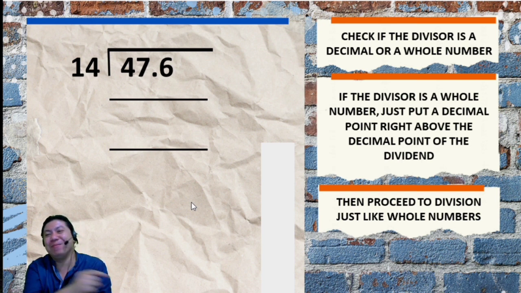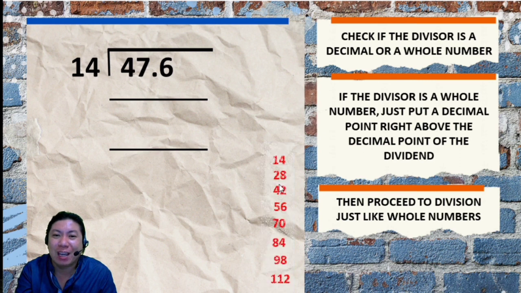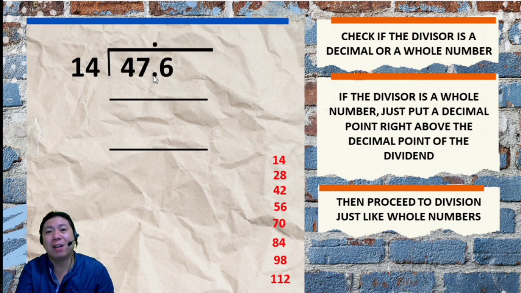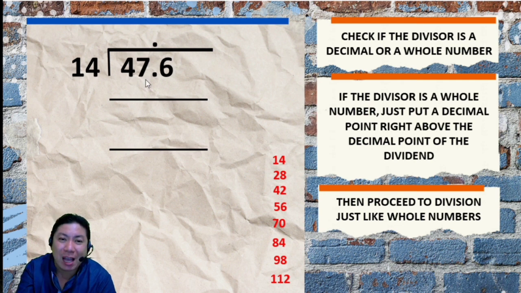Time's up! Now, let's check your answers. For the sake of this video, again, nilista ko na yung ating mga possible answers since this is a double-digit divisor. Okay? So, following the simple steps, check the divisor if it is a decimal or a whole number. Obviously, it is a whole number. So, proceed to step 2. Put a decimal point right above the decimal of the dividend. Then, proceed to division. So, 47 yung hinahanap natin.